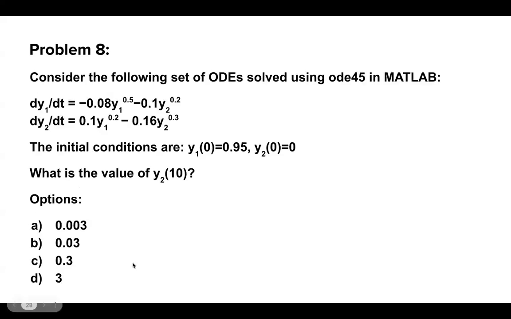Now, again, this is a question which you have to do in MATLAB. You have two coupled equations, Y1 and Y2 are the variables. You are given the initial guesses also. What you need to find out is Y2's concentration at t equal to 10. And there have been options also given to you. I'll give you 2-3 minutes and then we'll discuss the answer. If you have MATLAB, please open MATLAB and try to write a few lines of code. And then we'll discuss the answer.